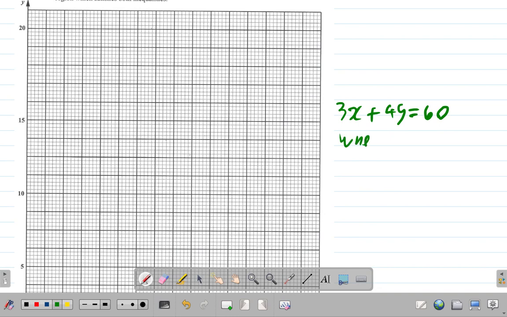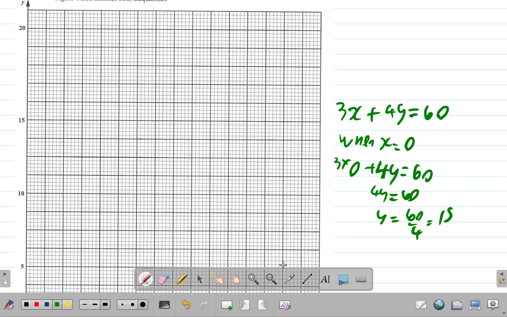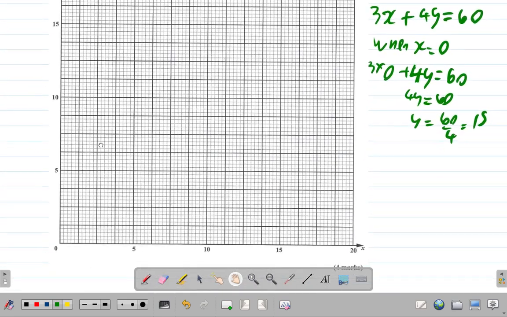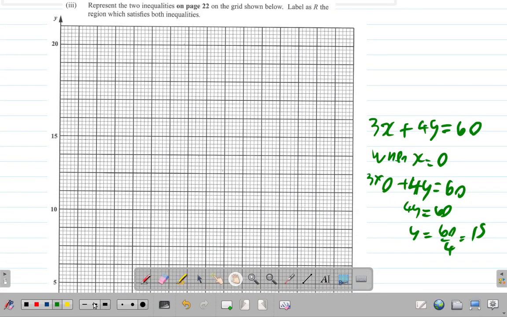So when x equals 0, 3 times 0 plus 4y equals 60. So 4y equals 60. y equals 60 over 4. That's 15. So when x equals 0, y equals 15. Let me just make a note. Let me plot that point.